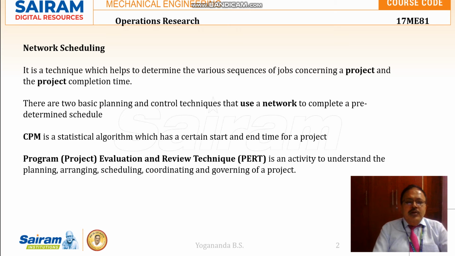So there are two planning and control techniques which use a network. The jobs will be placed in a network so that the project completes the predetermined schedule. The two techniques are CPM and PERT. CPM is the critical path method. It is a statistical algorithm because here we use statistics, which has a certain beginning and ending time for a project.